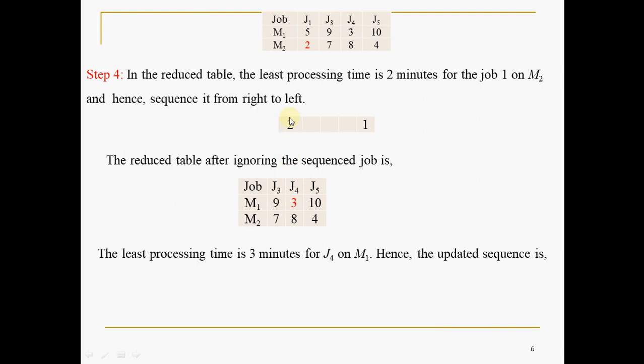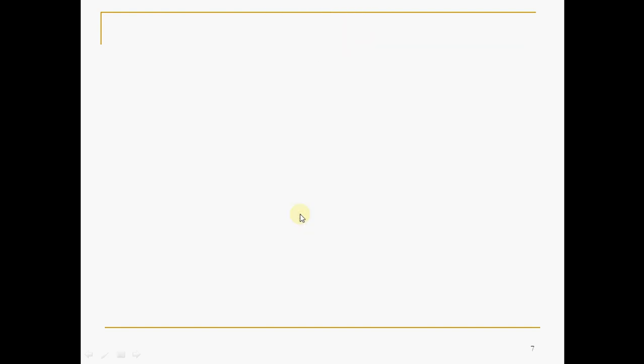For example, already job 2 is sequenced. From left to right means here you have to sequence. So you are not supposed to replace this, because job 2 is already sequenced. Hence the updated sequence will be 2, 4. Why is it 4? 4 in the sense job 4, please note it. Fine. So now after cancelling or ignoring this, what will we get?